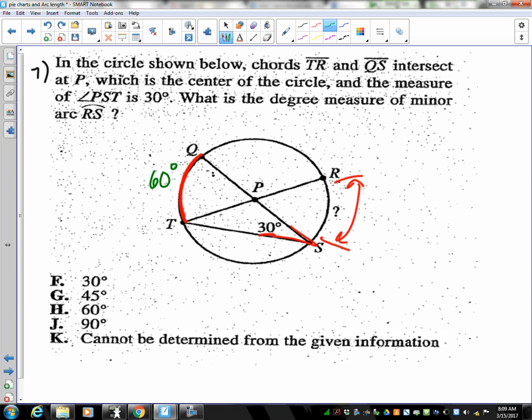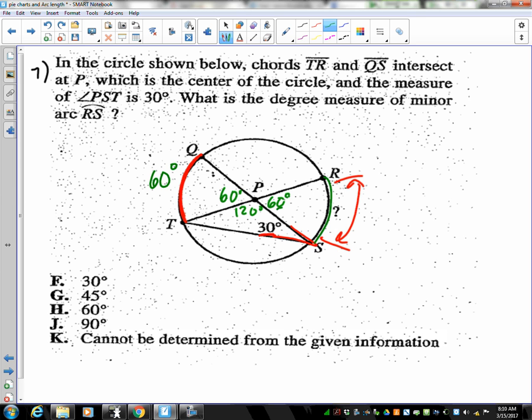Okay, now let's find something else here. So notice I really didn't try to find that arc. I just tried to find other stuff first. So I'm going to note that this central angle is also going to be 60 degrees. Now I've got a linear pair right here. So this angle would be 120. Now I've got a vertical pair right here, which would be 60. Now I can see what this arc is going to be.